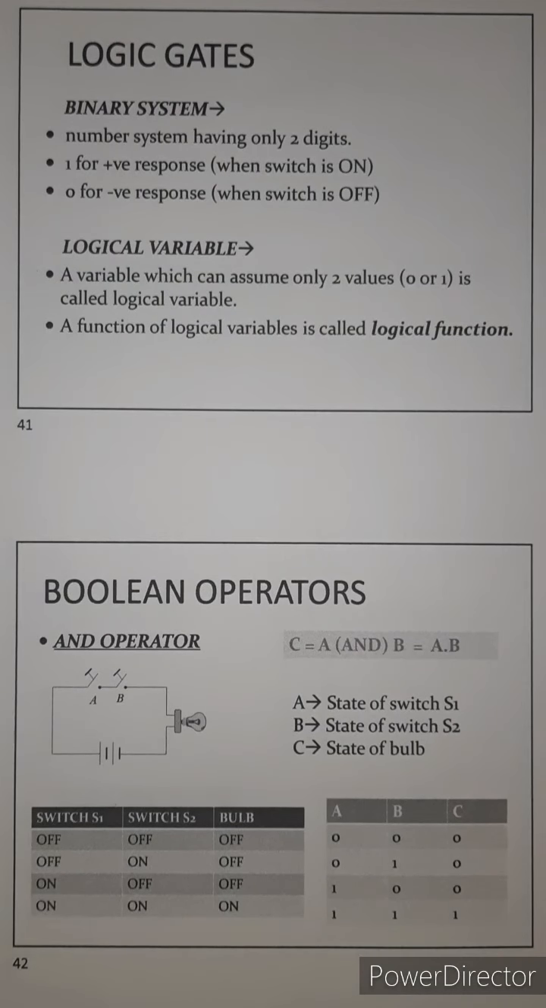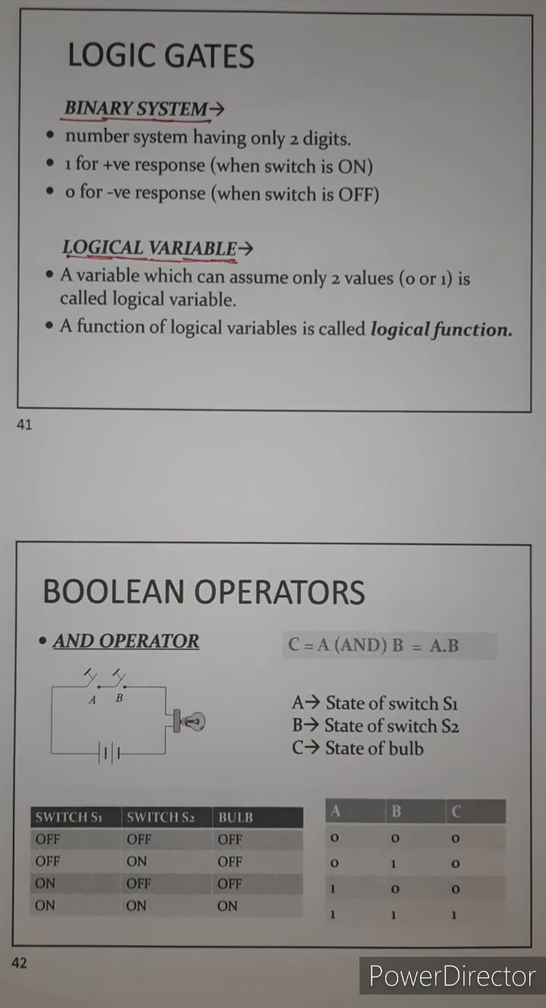So this video is an extension of the video that was made for semiconductors, and in this video we will discuss the important points related to logic gates for quick revision from the point of view of exams. So let us start by introducing the first definition, which is the definition of binary number system, a number system which has only two digits, 1 for positive response or on state and 0 for negative response or off state.